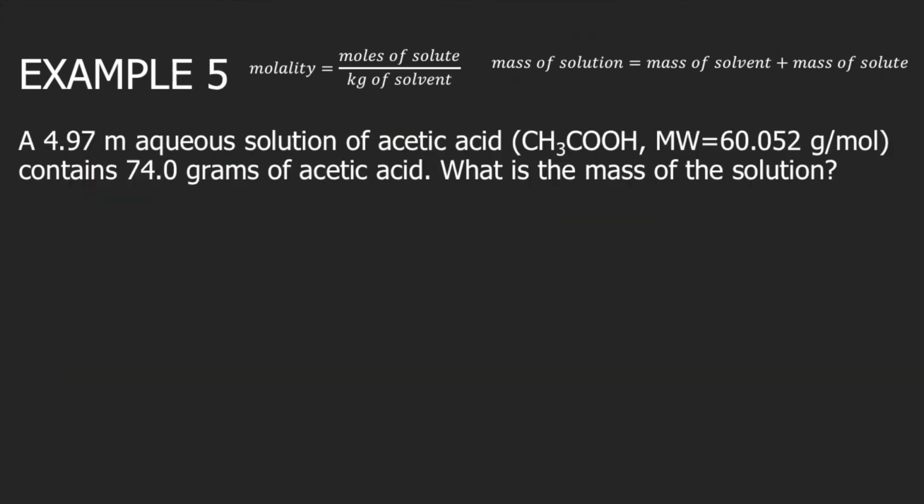Our last example is example 5. A 4.97 molal aqueous solution of acetic acid contains 74 grams of acetic acid. What is the mass of the solution? So this is quite a tricky problem, so I will guide you throughout the solution. So acetic acid is our solute and our solvent is water because the solution is aqueous.